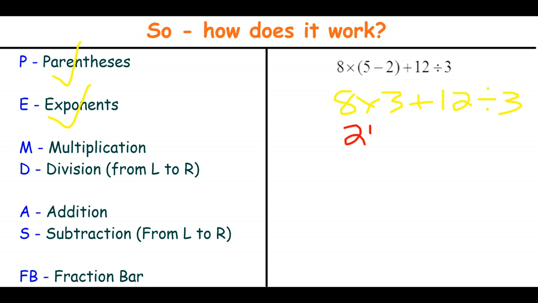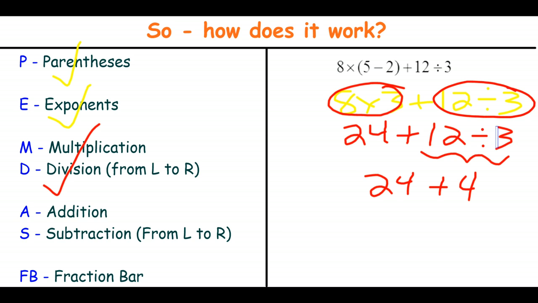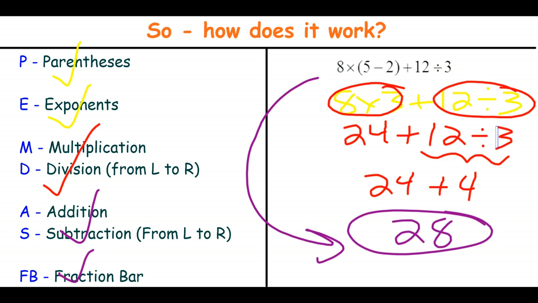Now we do have some multiplication and division from left to right. 8 times 3 is 24. I'm going to skip the addition for this moment and come to 12 divided by 3. 12 divided by 3 is 4, so 24 plus 4 is what we get on our multiplication and division steps. Addition and subtraction, 24 plus 4 is 28, and we don't have a fraction bar to worry about. So 8 times the quantity 5 minus 2, plus 12 divided by 3, evaluates to 28.